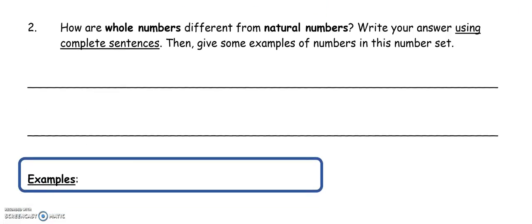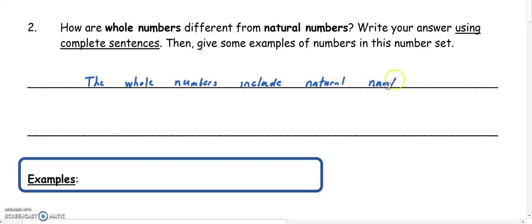How are the whole numbers different from the natural numbers? The next group of numbers that you learned about were the whole numbers. The only difference between the whole numbers and the natural numbers is that they added a 0 into that set of numbers. So the whole numbers include natural numbers and 0. So that's the big difference. Whole numbers also include 0. So examples would then be 0 and then anything else that we've already had in our number sets.